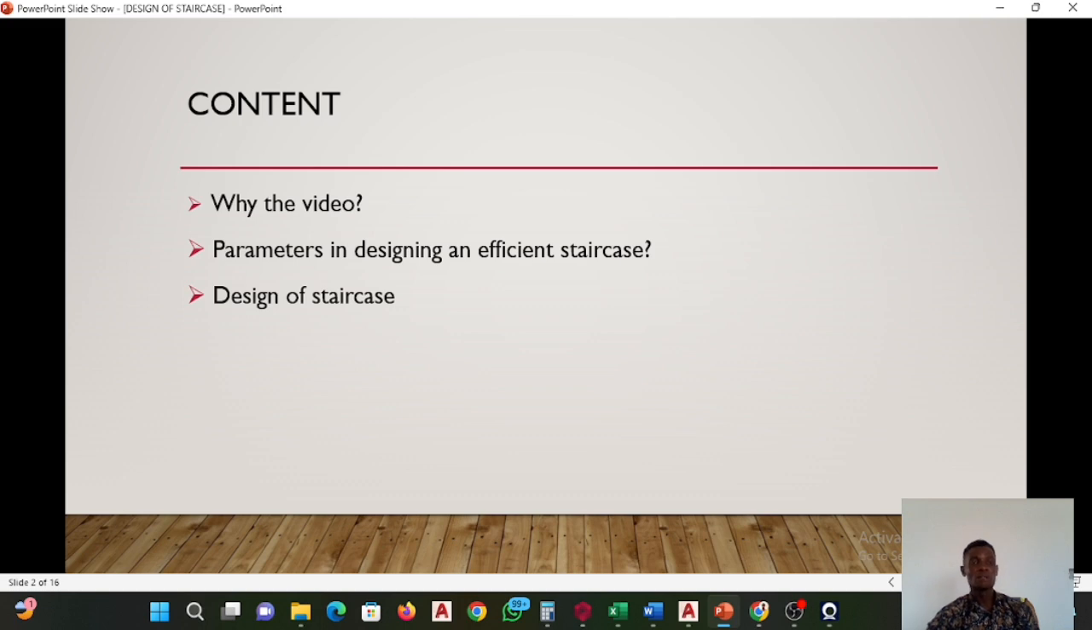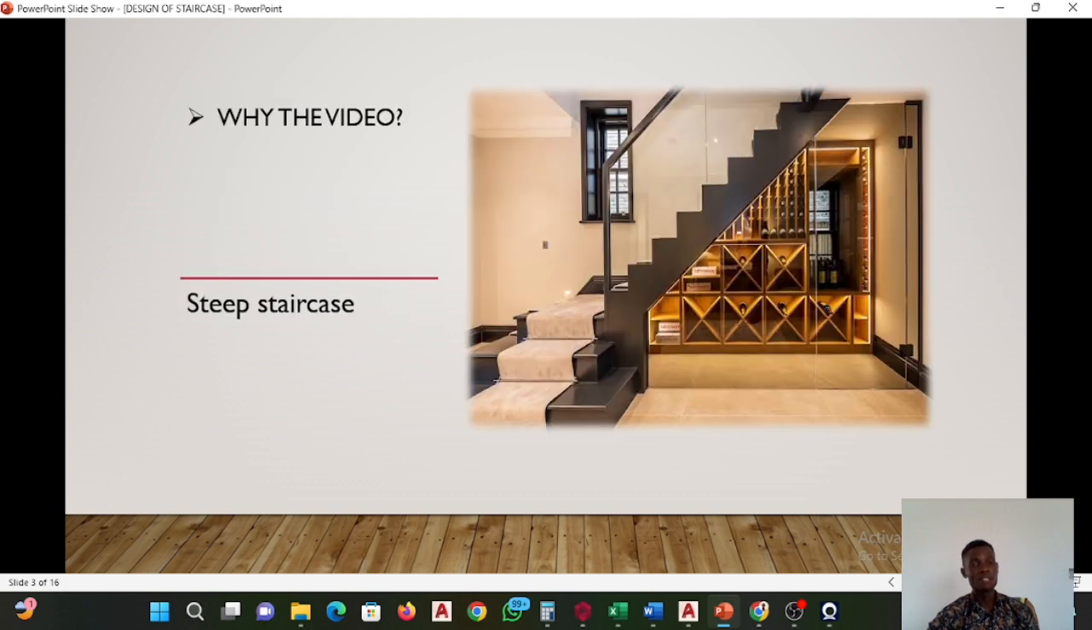So the content of this video is why the video, the parameters in designing an efficient staircase, then the design of the staircase. We are going to do a design of the staircase probably in AutoCAD. So I'm going to draw it and you are going to see how to calculate the number of riser and thread needed in a staircase. So let's start. Why the video?